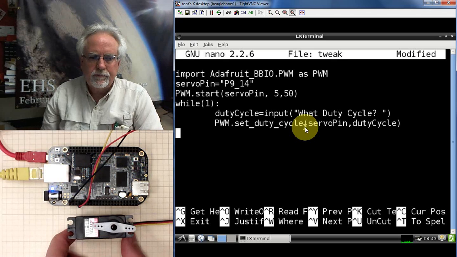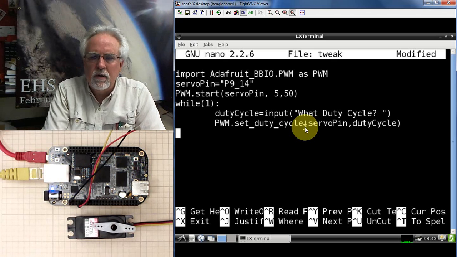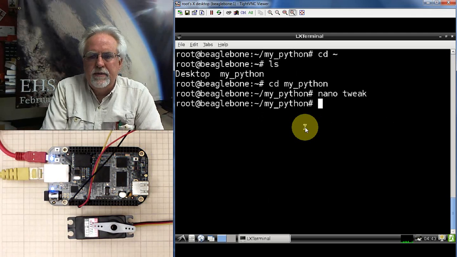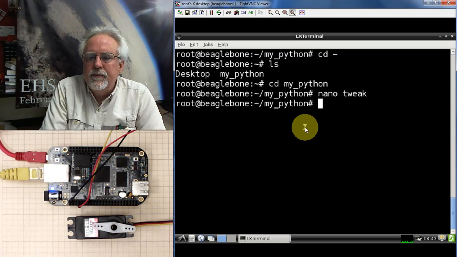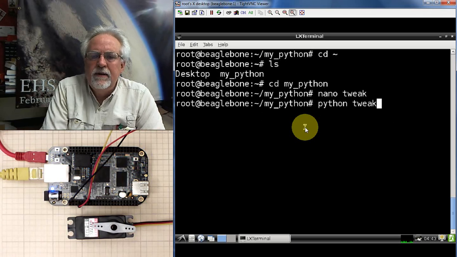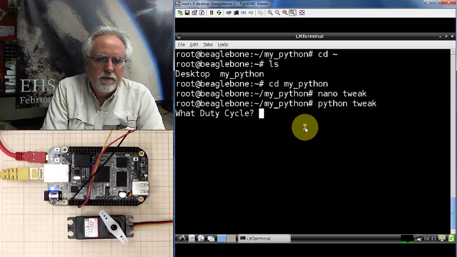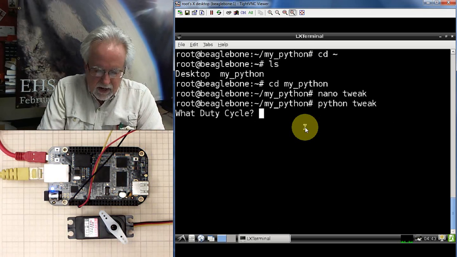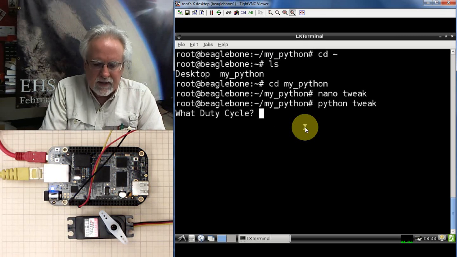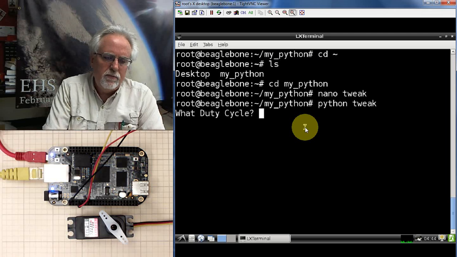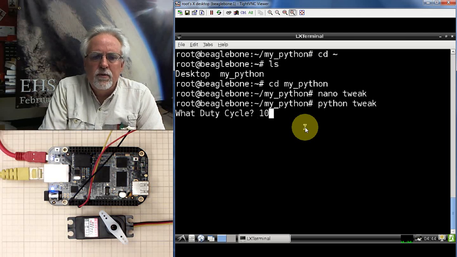Make sense? How do I save the program? Control O, enter, Control X. How do I run it? I say python. I don't have to put a path name because I have already gone down in that folder. Okay, what duty cycle do I want? Well, let's try. We said that a duty cycle of about 10% should move us full right. So I'm going to go 10.